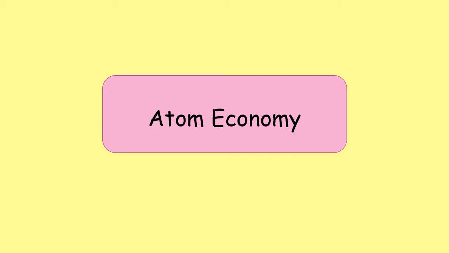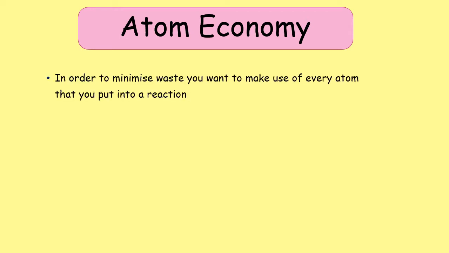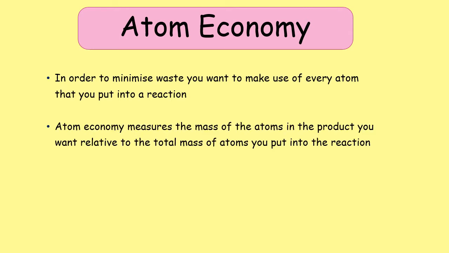So this video is a quick summary of atom economy, where we'll go through one worked example and some of the theory. Atom economy is obviously to do with atoms. Now, in order to minimize waste whenever we do chemistry, what we want to do is make use of pretty much every atom that we put into a reaction. Atom economy measures the mass of the atoms in the product that you want, that you get at the end, relative to the total mass of atoms you put into the reaction, which sounds rather complicated, but you'll see it's quite straightforward.